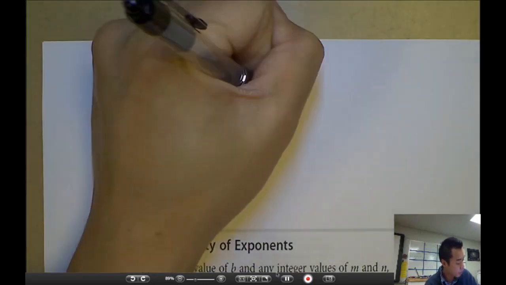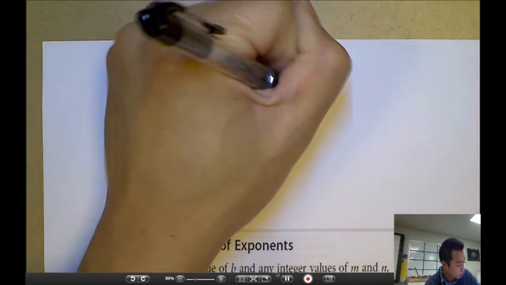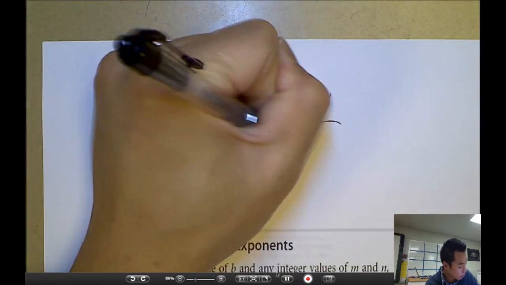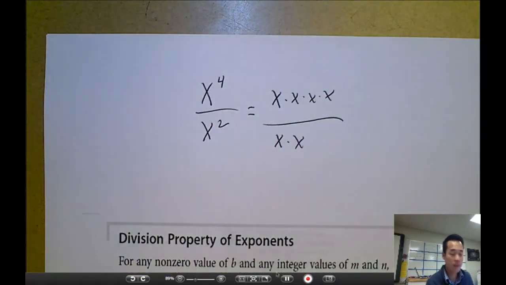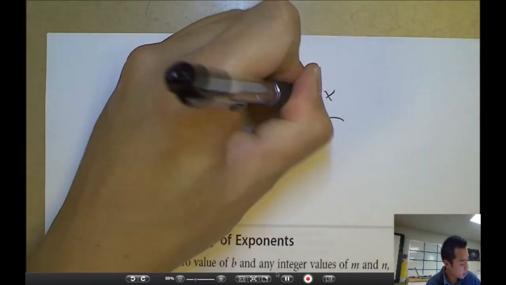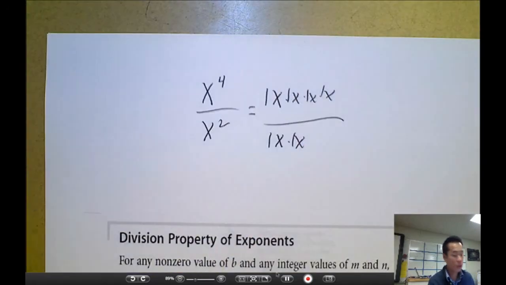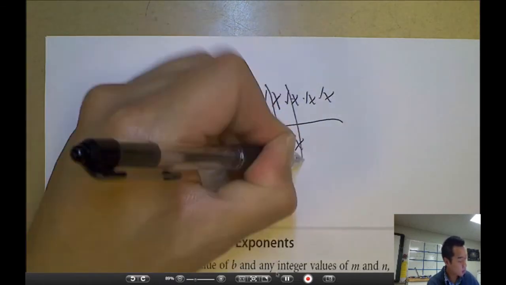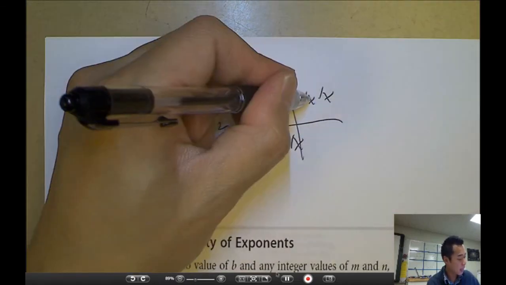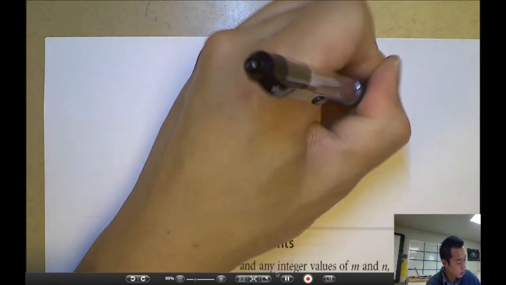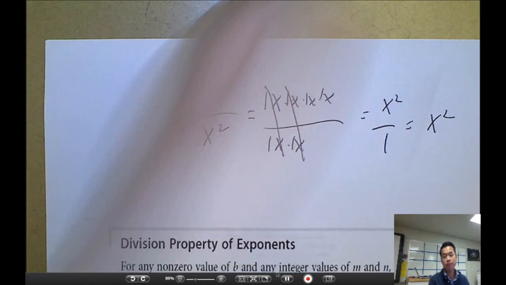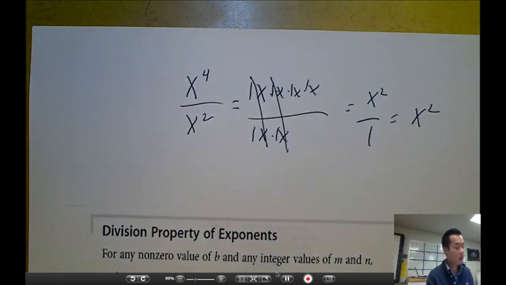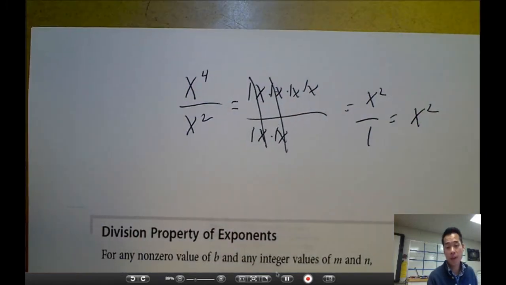I'm going to expand both my numerator and my denominator. Now we just write a whole bunch of x's being multiplied, but don't forget that each of these has a coefficient of 1. So 1x over 1x is just 1. 1x over 1x is also 1. So all I have left is x times x, which is equal to x squared over 1, or we just said x squared. And that's how you would divide exponents with the same base using the expanded form.